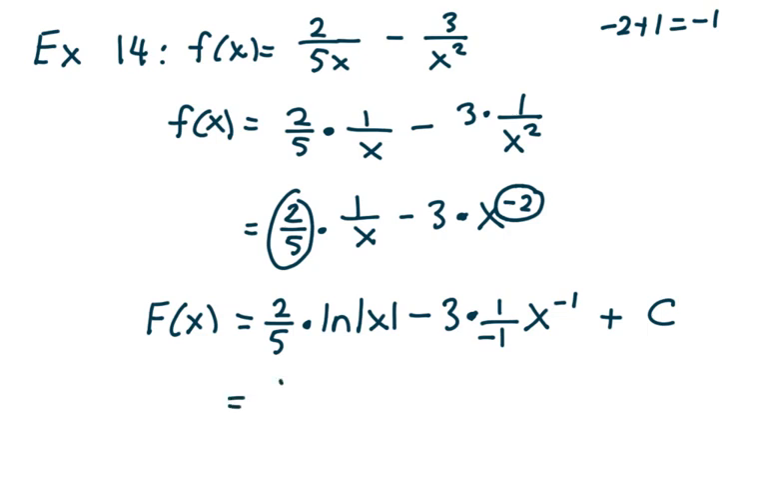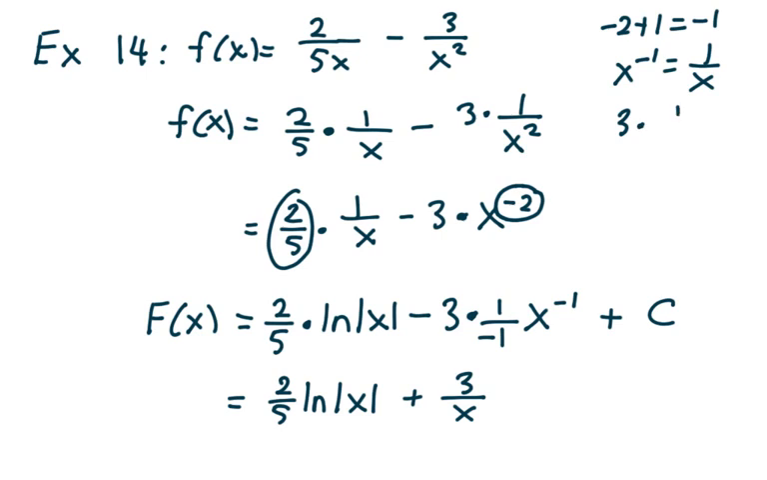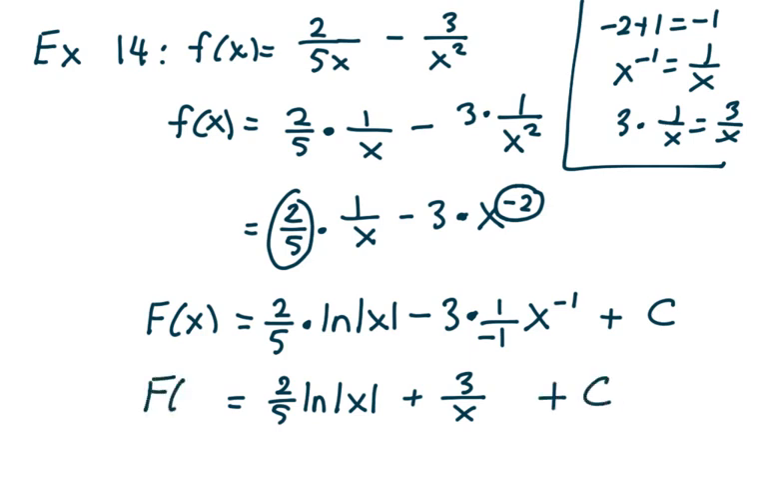And so this is 2/5 natural log of the absolute value of x plus 3 over x. Remember that x to the negative 1 is 1 over x. And 3 times 1 over x is 3 over x. And then I just add c. And this whole thing is equal to capital F of x.